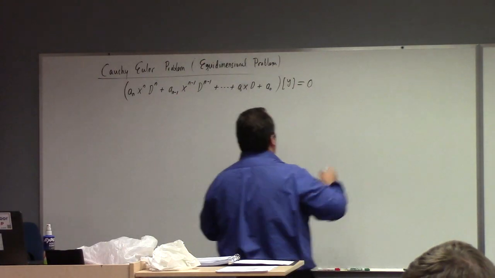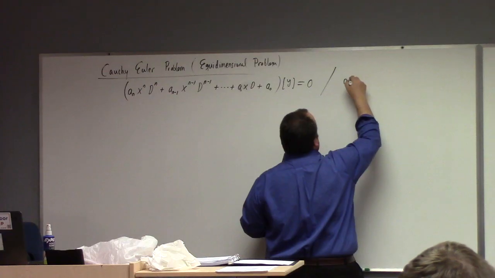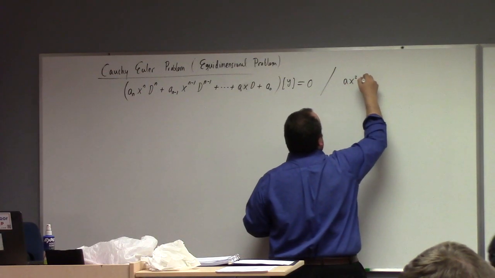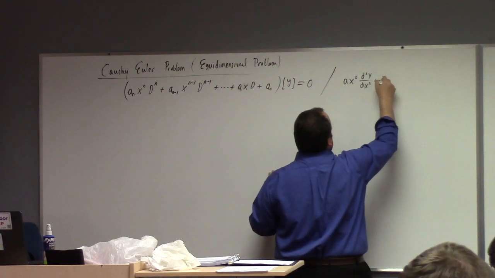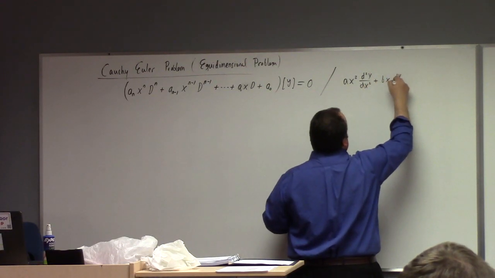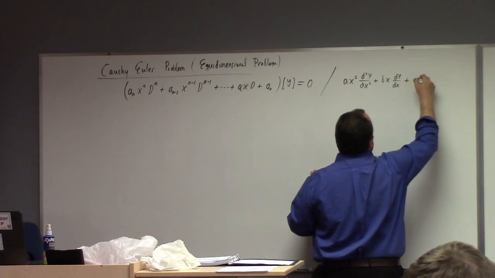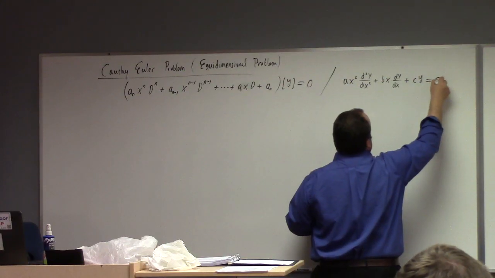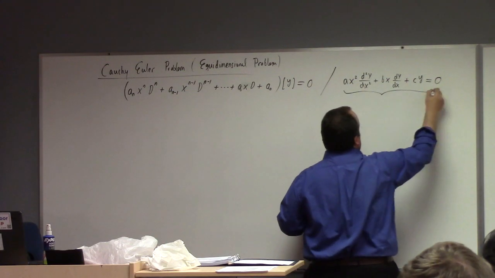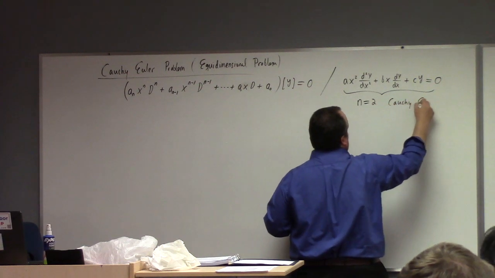So n equals 2 would just look like this. You've got a x squared d squared y dx squared plus b x dy dx plus c times y equals 0. This is the n equals 2 Cauchy Euler.